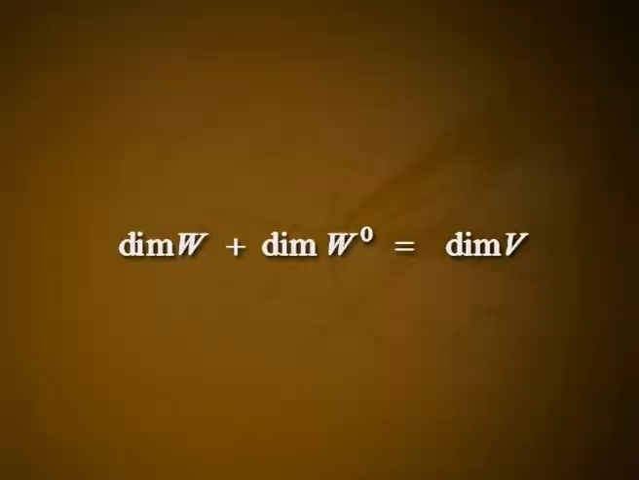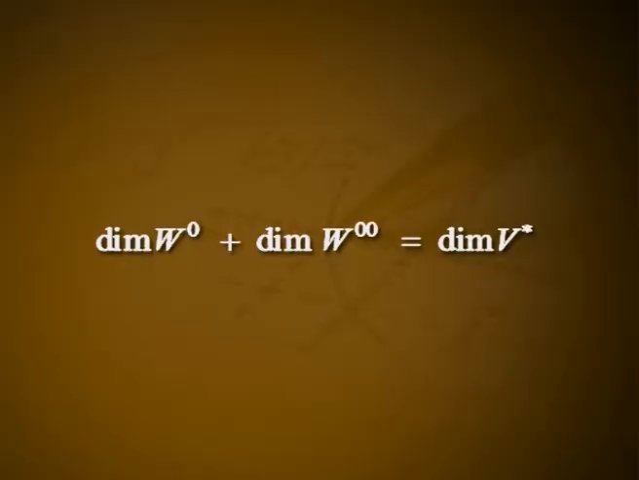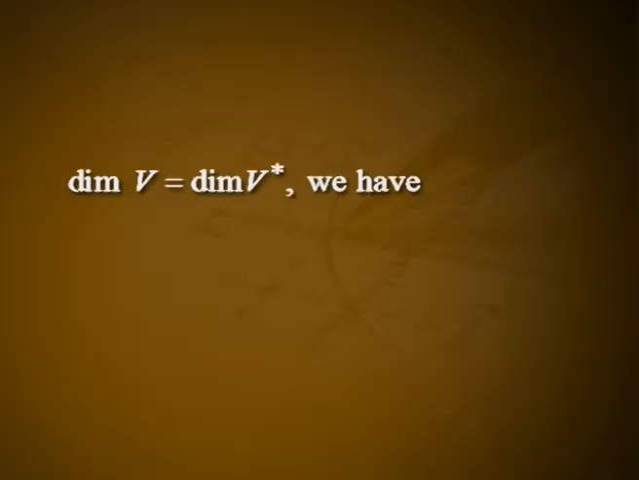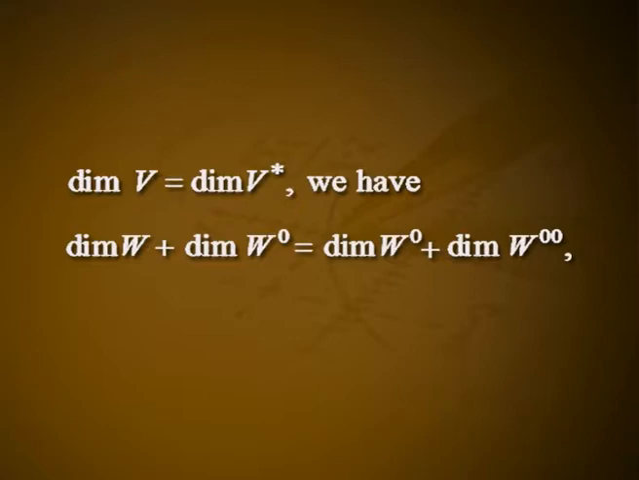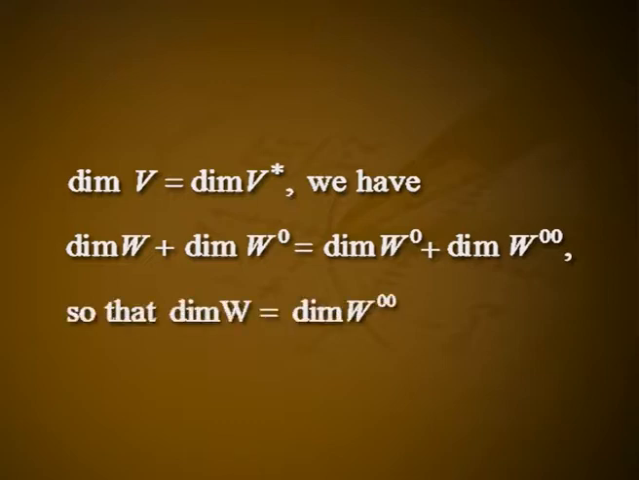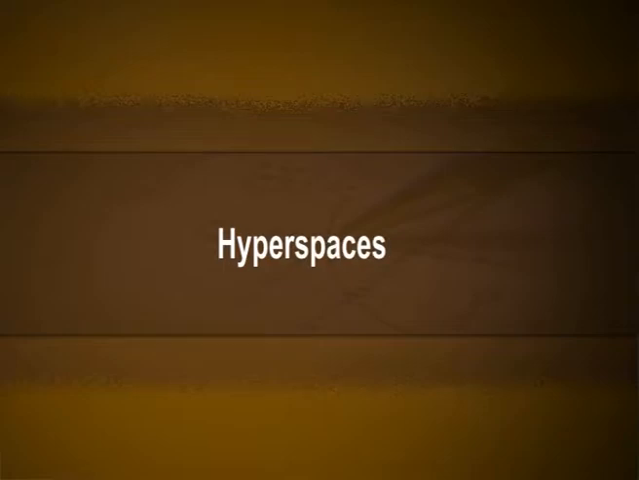Another proof of W equal to W naught naught is the following. We recall that dimension of W plus dimension of W naught equal to dimension of V. Also, dimension of W naught plus dimension of W double naught equal to dimension of V star. And since dimension of V equal to dimension of V star, we have dimension of W plus dimension of W naught equal to dimension of W naught plus dimension of W double naught. So, dimension of W equal to dimension of W double naught. Since W is a subspace of W double naught, in the sense of isomorphism, we see that W equal to W double naught.